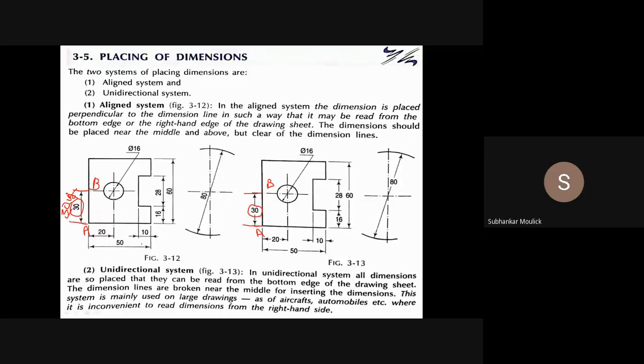But if you want to give a dimension to a circle, the dimensioning is the same in both systems. Whether you are following the aligned system or the unidirectional system, which I told you in the previous slide, it is the same. Is it okay?